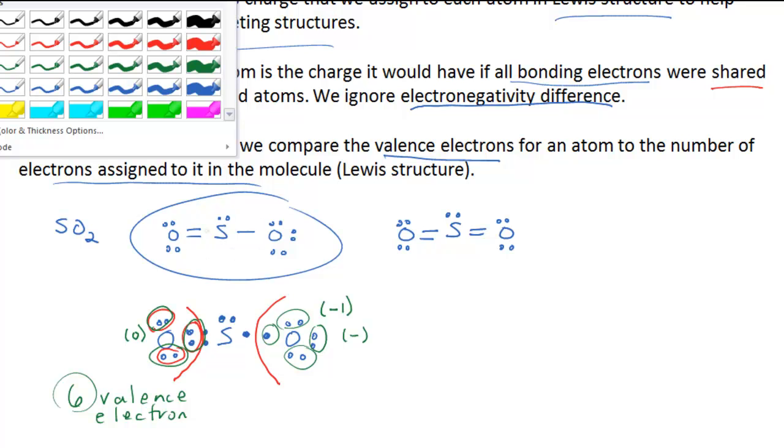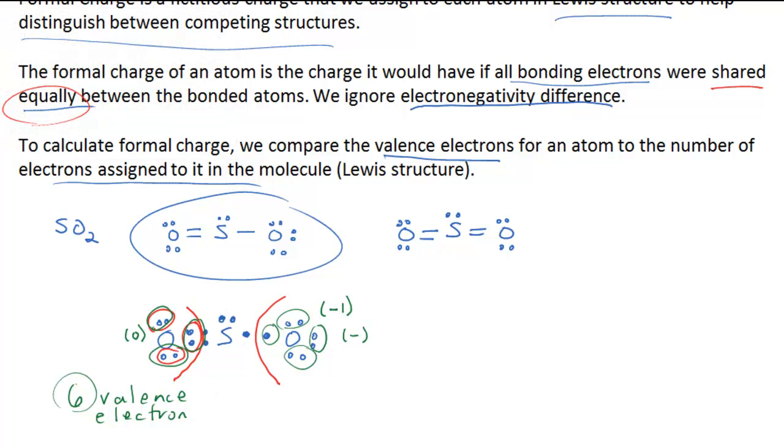So again, we copy down from the structure that we drew. Sulfur is also in group 6, so it has 6 valence electrons. What does it have in this structure? 1, 3, 5. So as an atom it has 6. In this structure it only has 5. It has 1 less electron. So we take an electron away for that structure. This would be a +1 formal charge. Okay, that's all there is to it.